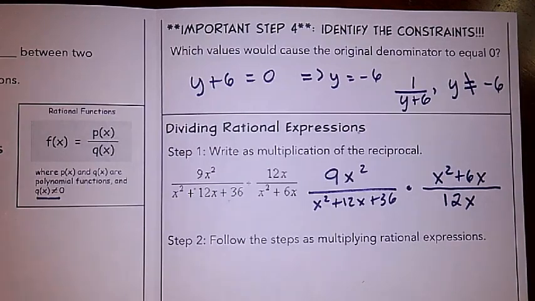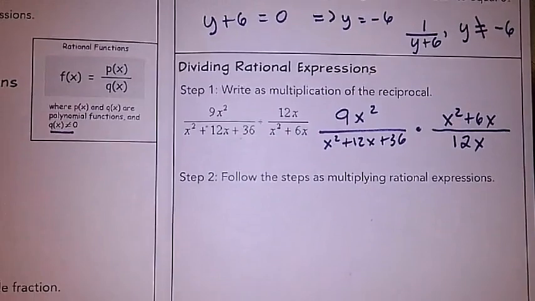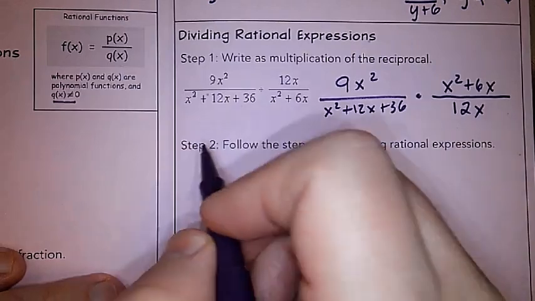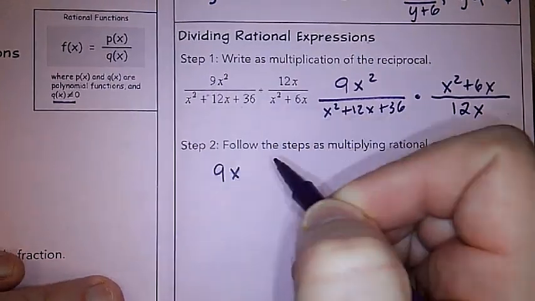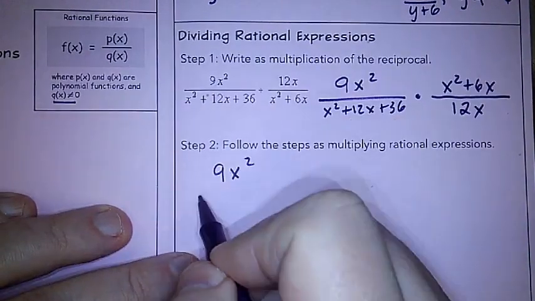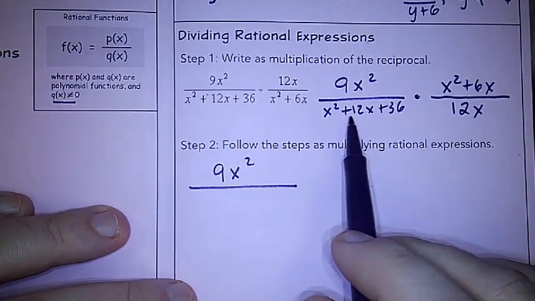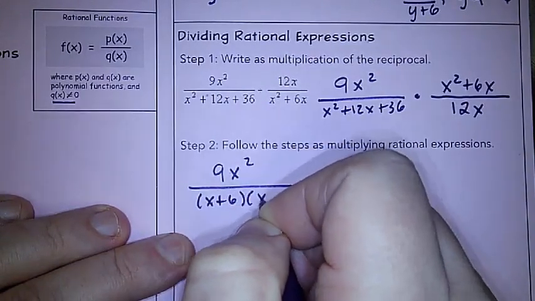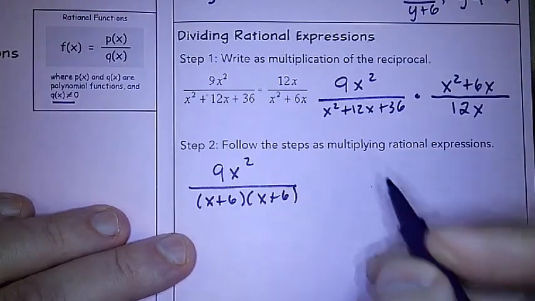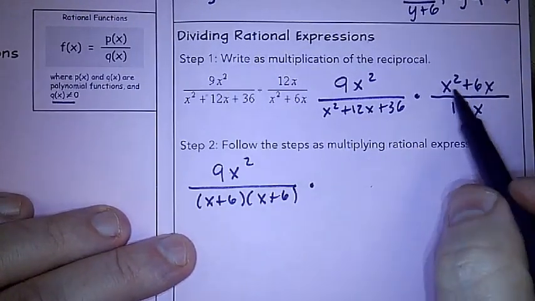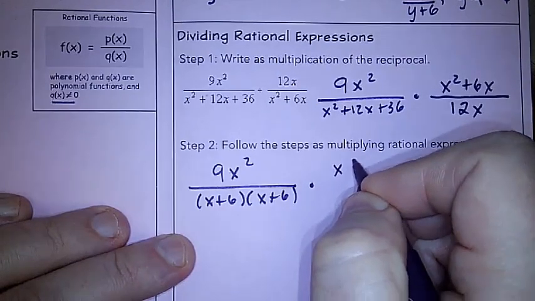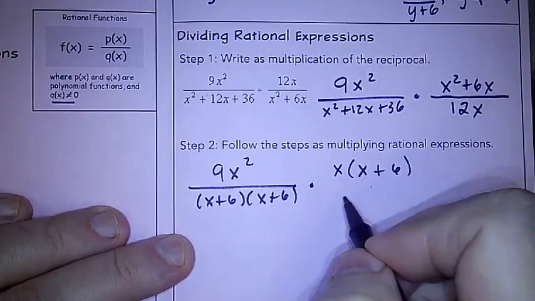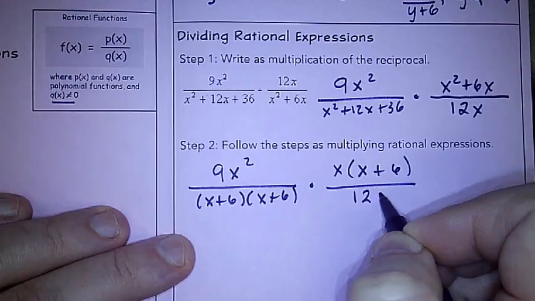So we're going to follow the steps for multiplying. So first, I'm going to factor my numerators and my denominators. So I have 9x squared divided by, here we have x squared plus 12x plus 36. That is x plus 6 times x plus 6 times x squared plus 6x. We're going to factor out 1x, and we have x plus 6. And in our denominator, we have 12x.